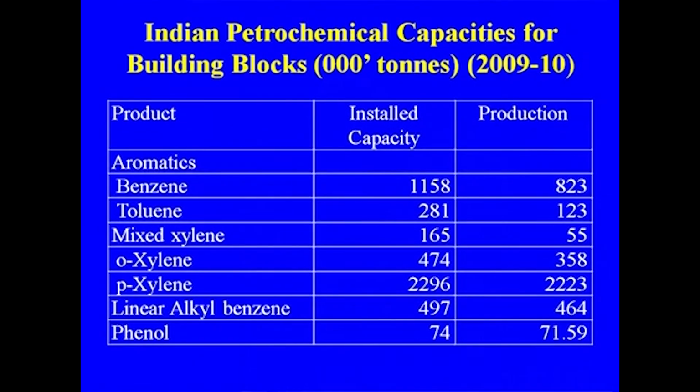This is again the installed capacity and production of the major aromatics during 2009 to 10: benzene, toluene, mixed xylenes, orthoxylene, and another important product, linear alkyl benzene, and phenol. These are the installed capacities and this is the production figure, so that gives the capacity utilization. Let us now discuss some of the important derivatives of benzene in more detail.